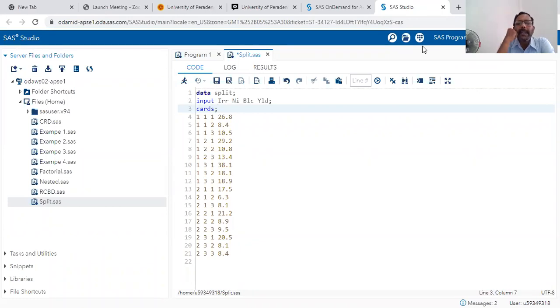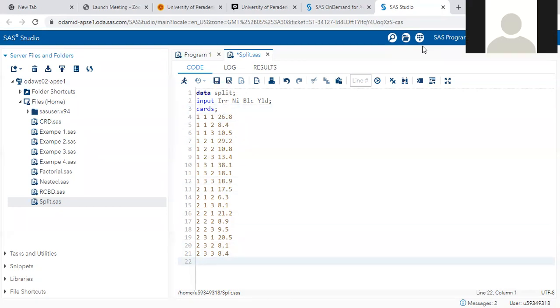What are the two types of irrigation? Rain fed and irrigated. Okay. What is one here under the irrigation? Irrigated. 2 means it is rain fed. Nitrogen is categorized into 1 meaning 0 level of nitrogen, 2 meaning 15 kilogram nitrogen, and 3 meaning 30 kilogram nitrogen. Then block. How many blocks are there? 3 blocks. Okay.